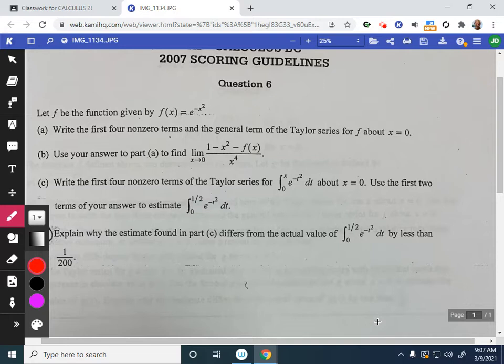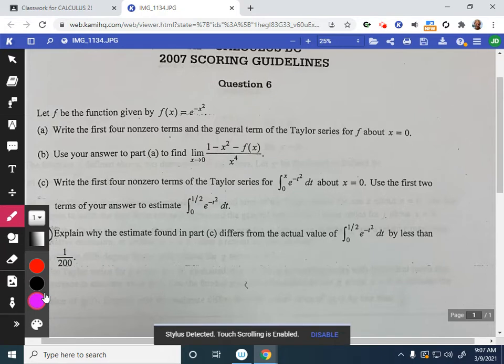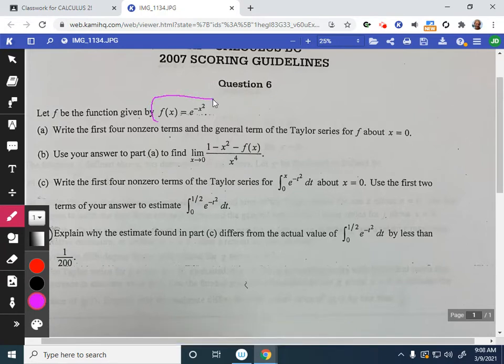2007, what a year. 2007, question number 6 from the BC exam. Here we go. Hopefully I have enough room. Let f be the function given by f of x equals e to the negative x squared. Write the first 4 non-zero terms and the general term for the Taylor series about x equals 0.